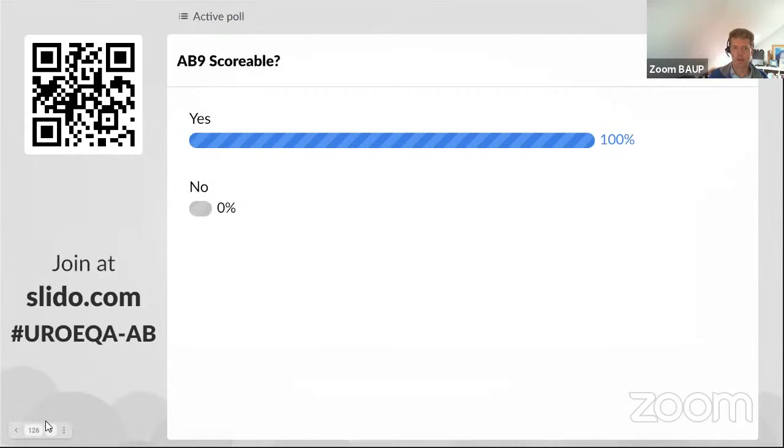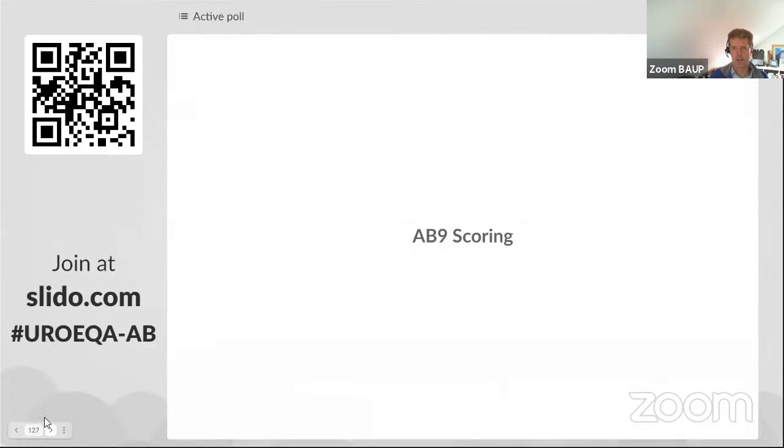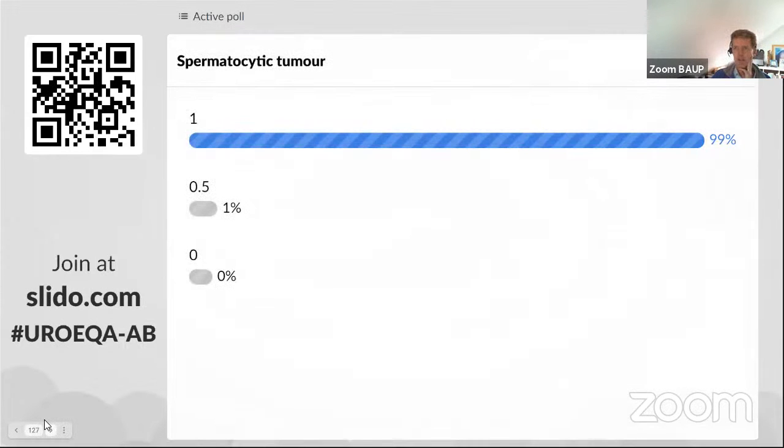And I'm just going to go quickly on. So yeah, we can score this, and then the scores will be appearing. I think it's a straightforward case, so I'll wait till it just gets to 100. So 1 point for spermatocytic tumor, 0 for seminoma, 0 for Leydig cell malignant, 0 for lymphoma.